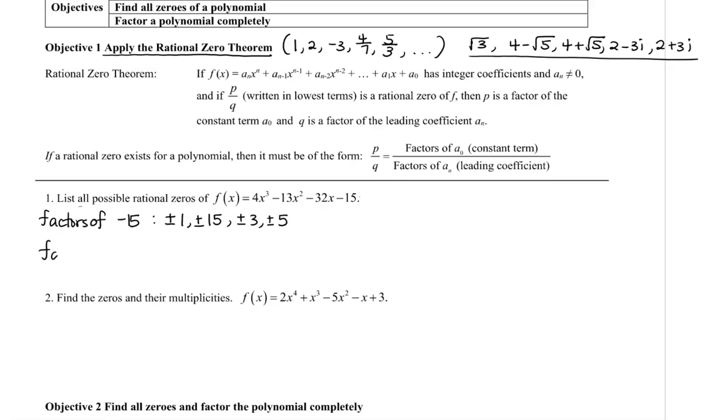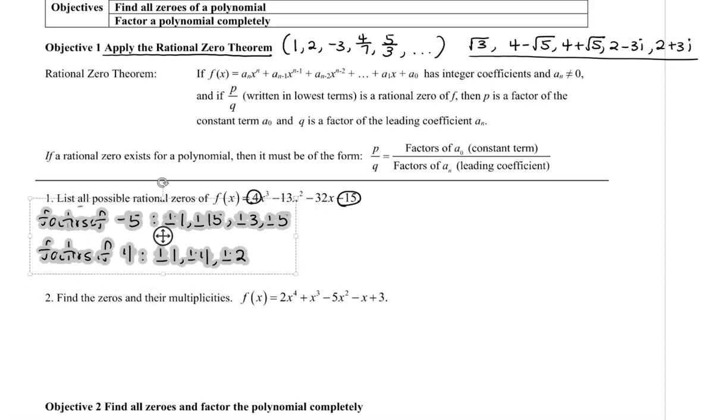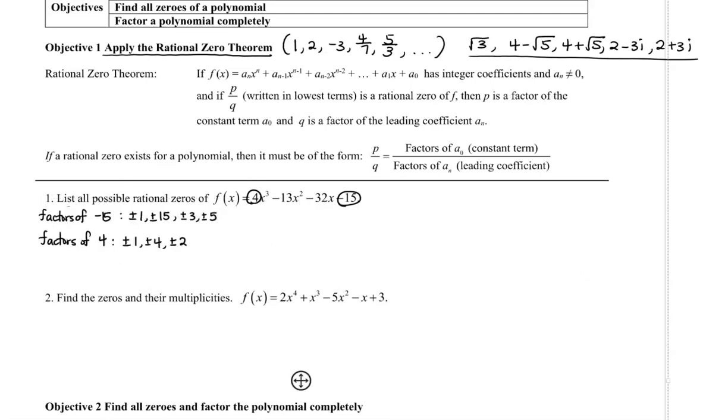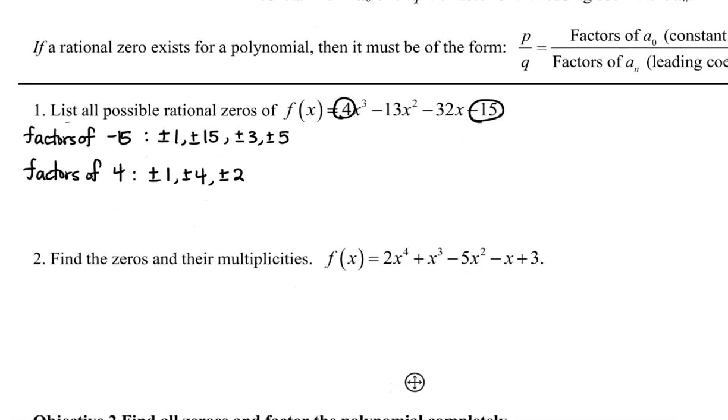Next, I'm going to list factors of our leading coefficient of this polynomial, which is 4. So I looked at the constant term and I looked at the leading coefficient. The numbers that multiply to give me 4 are plus or minus 1 and plus or minus 4. And that list also includes plus or minus 2. Now that we have these two lists of factors of our constant term and of our leading coefficient, we are now able to write a list of all of the possible rational zeros.